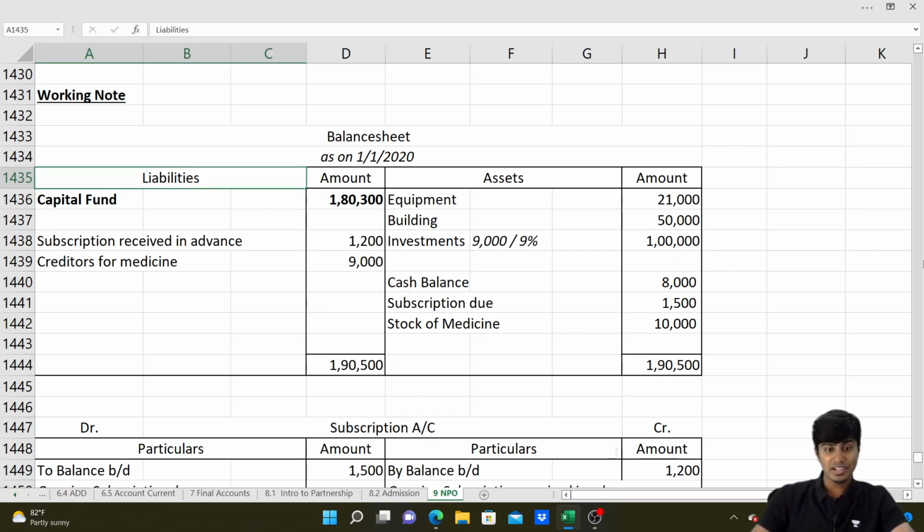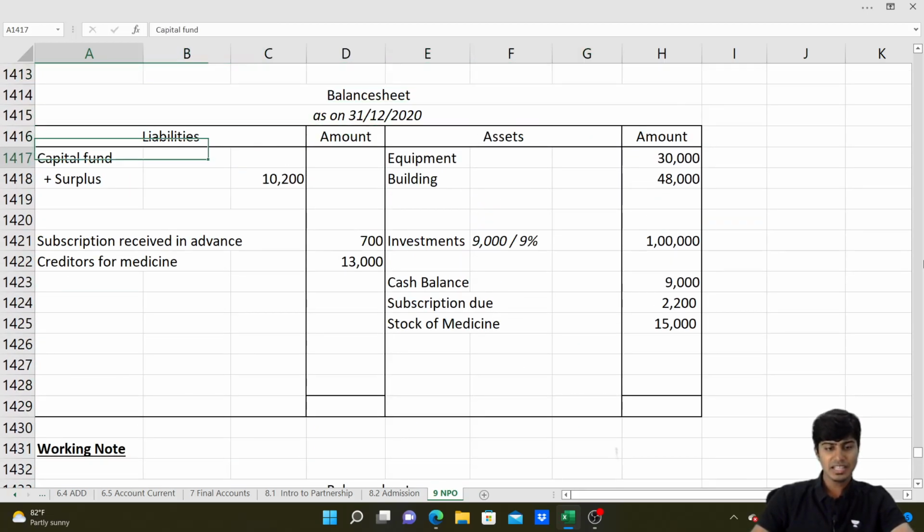1,80,300 being capital fund, I'll write it to my closing balance sheet as 1,80,300. And to this I will now add the surplus and find what is my total capital fund, which comes to 1,90,500. To this 1,90,500 I'll add 13,700 to arrive at my closing liability side total of 2,04,200.